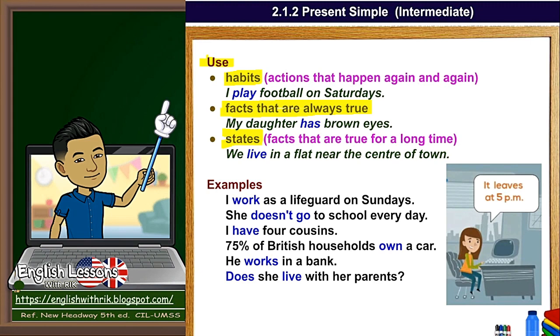Here are some more examples. I work as a lifeguard on Sundays. She doesn't go to school every day. I have 4 cousins. 75% of British households own a car. He works in a bank. Does she live with her parents?